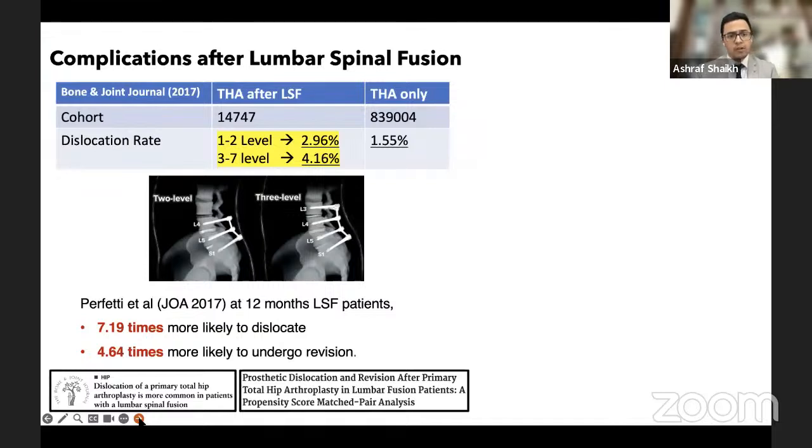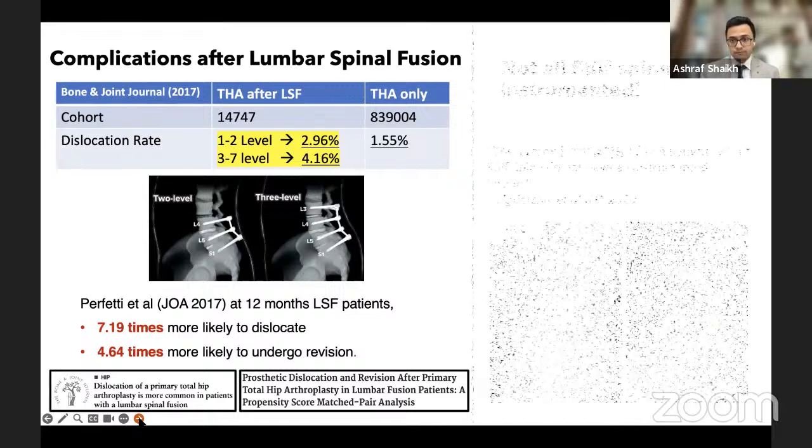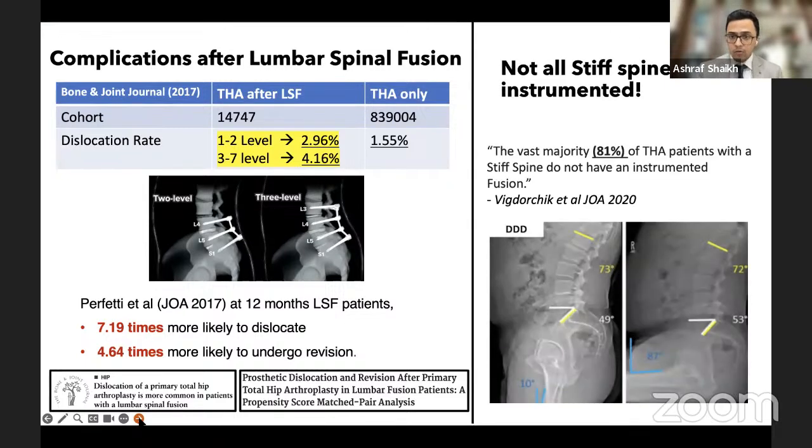There's a lot of data on complications after lumbar spinal fusion in total hips, where not only are the dislocation rates higher in these patients, but also with more levels being fused, the dislocation rate is higher. In one of these studies from Journal of Arthroplasty in 2017, the authors found that patients with lumbar spinal fusion were 7 times more likely to dislocate than patients with total hip alone. And that's not our only problem.